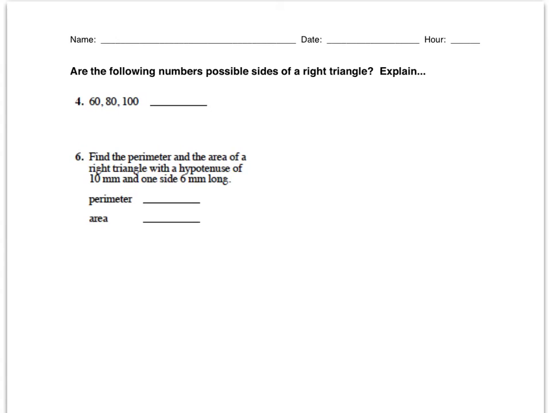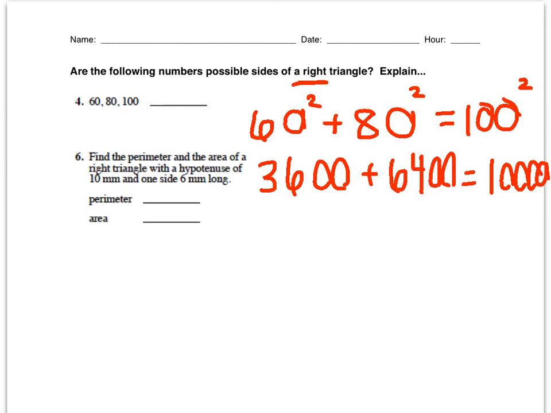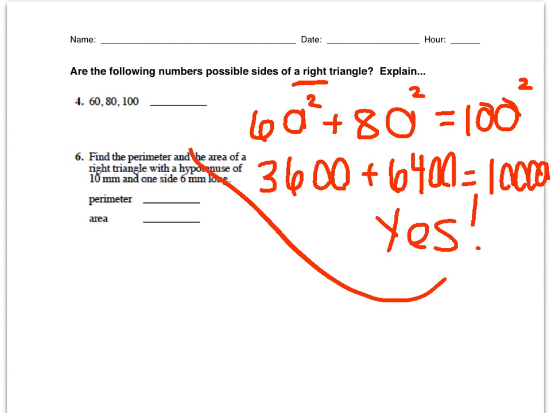For the final page, we just want to know if these lengths can be the possible sides of a right triangle. In order to check that, we just plug them into the Pythagorean theorem. 60 squared plus 80 squared, does it equal 100 squared? Keep in mind, the largest side must be the hypotenuse. So, using my calculator, 60 squared is 3,600. 80 squared is 6,400. 100 squared is 10,000. Does 3,600 plus 6,400 equal 10,000? Yes. So therefore, yes, they can be the sides of a right triangle.